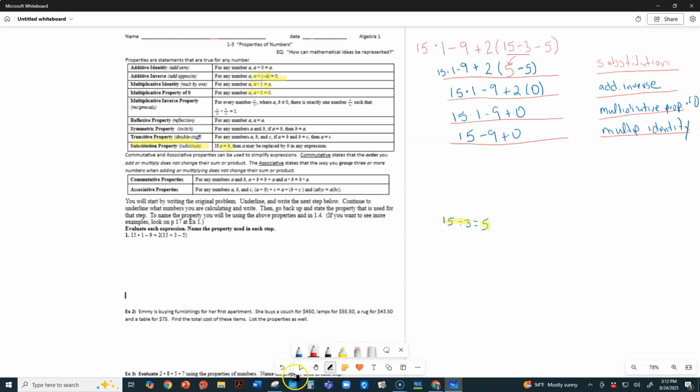And I didn't give myself enough spaces. Your test will come with the spaces, so it's kind of going to give you some idea of how many steps you should have. And then out beside them, you will put the properties, okay? So 15 minus 9, I believe 15 minus 9 is 6. If I'm doing my mental math correctly, 15 minus 9 is 6. And that was substitution because it wasn't any one of those special properties. I just took two numbers and subtracted them and replaced it with its value.